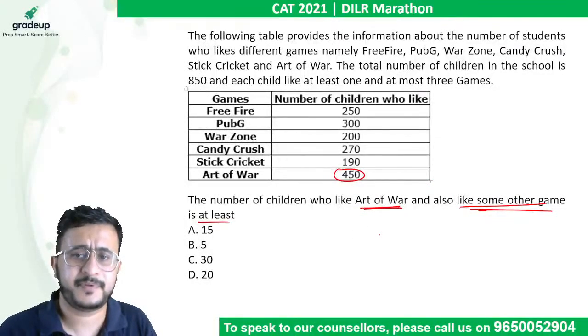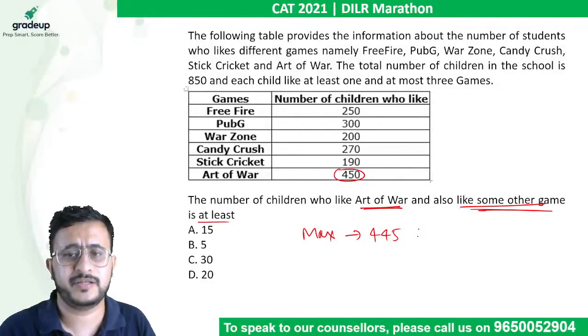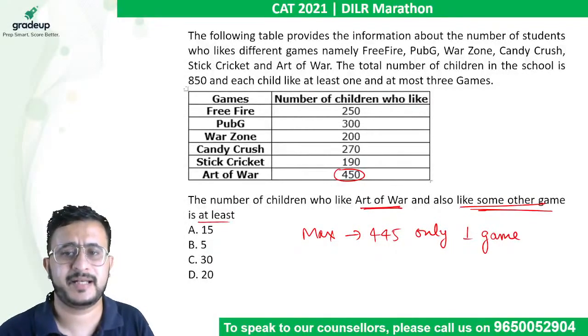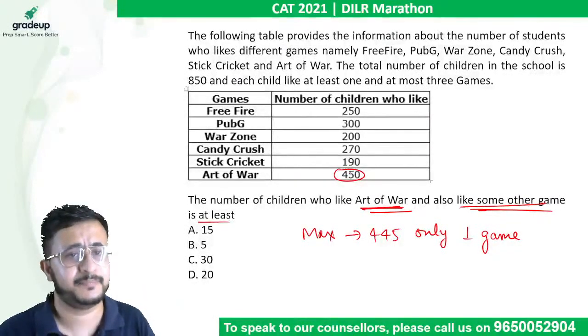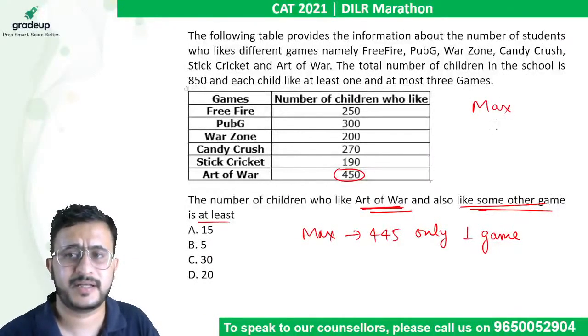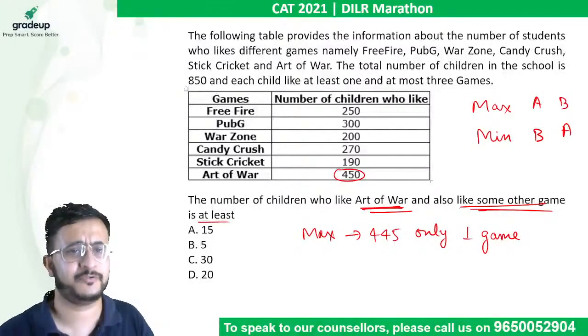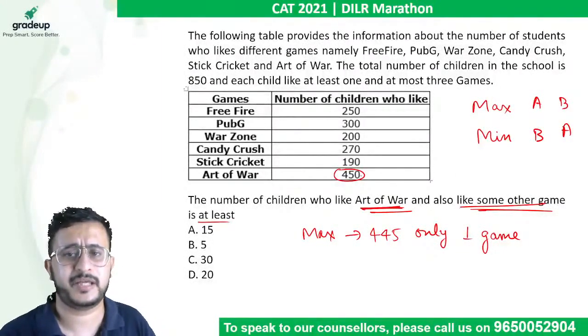Now in the previous question we saw that a maximum of 445 people can like only 1 game, right? So if the maximum number of people can like only 1 game, that means the number of people who like more than 1 game will be minimum. See, if you want to maximize A, you have to minimize B, and vice versa. You have to get a balance, right? So you have to find the minimum people who like more than 1 game.